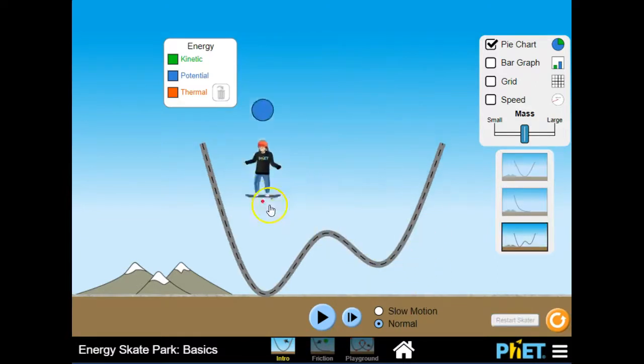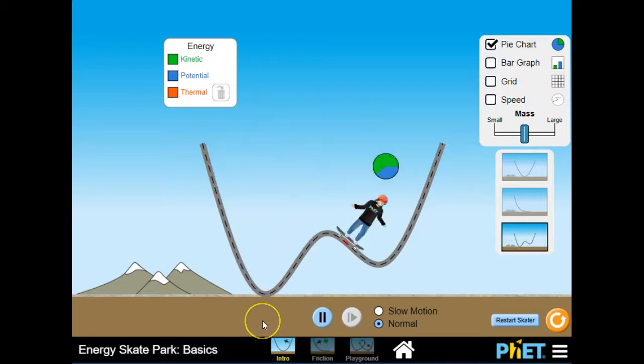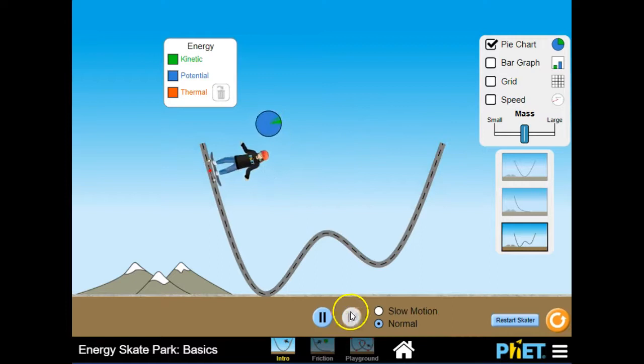We can change the shape of the track. The same thing will happen once we hit play. It will just change a little bit differently as the skater goes up and down the bumps. The highest point will still be the point with the most potential energy, and the lowest points will become the ones with the least potential energy.